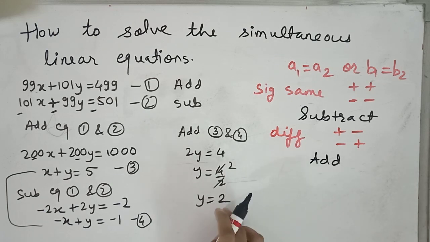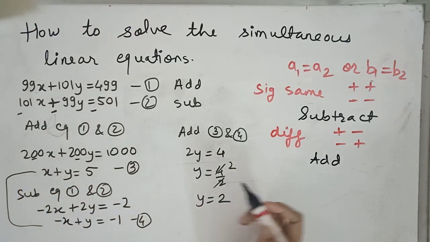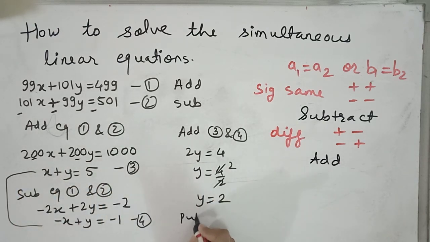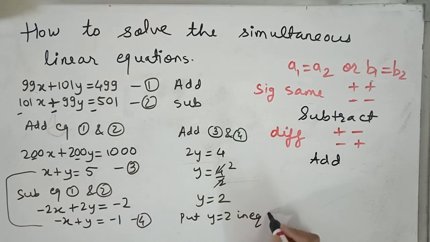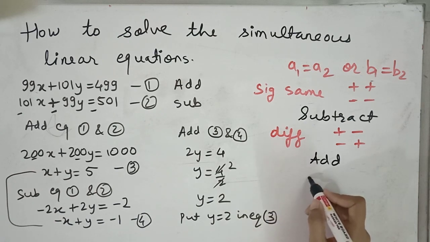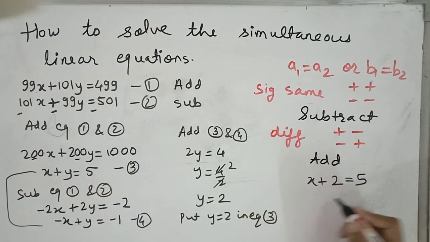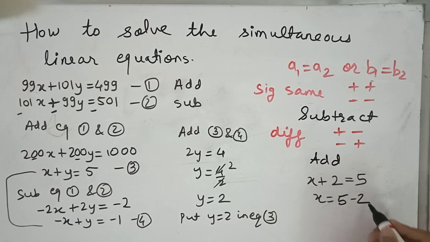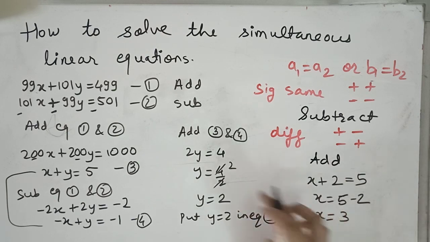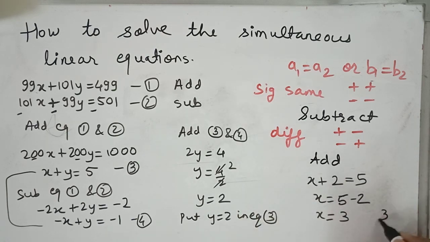We can put this y equals to 2 in any of the equations. Suppose I have put y is equals to 2 in equation 3. So that will be x plus 2 is equals to 5. So 2 will be shifted over there, that will be minus 2. So x will equal 3. So we got the answer as 3 comma 2. x is 3 and y is 2. This is the solution for the linear equations.